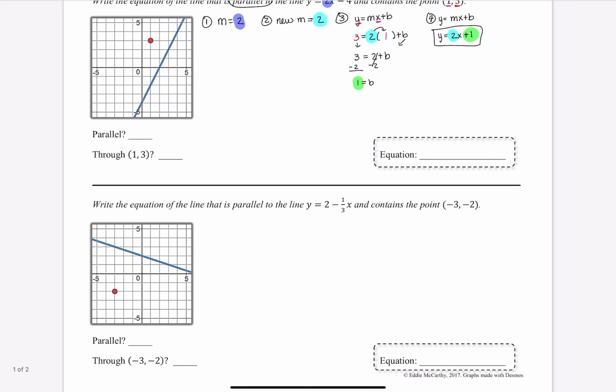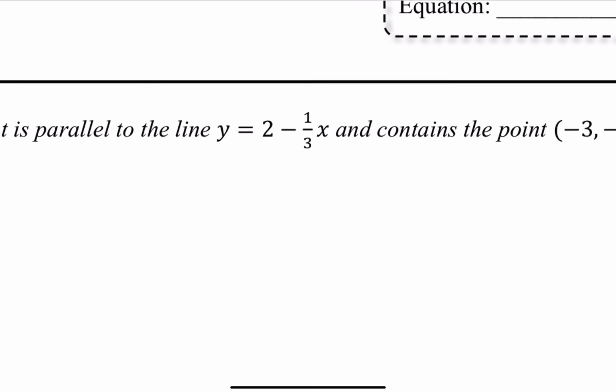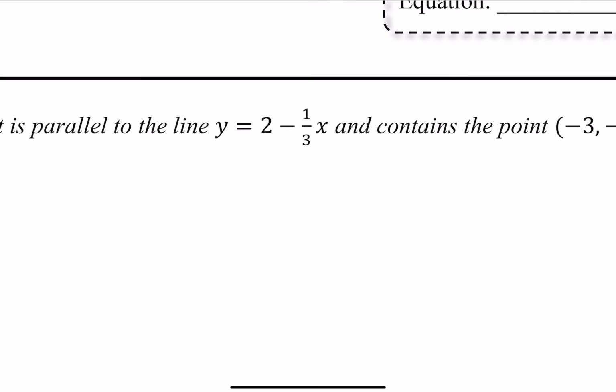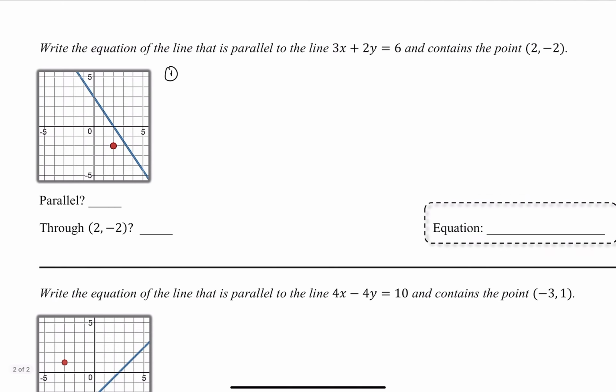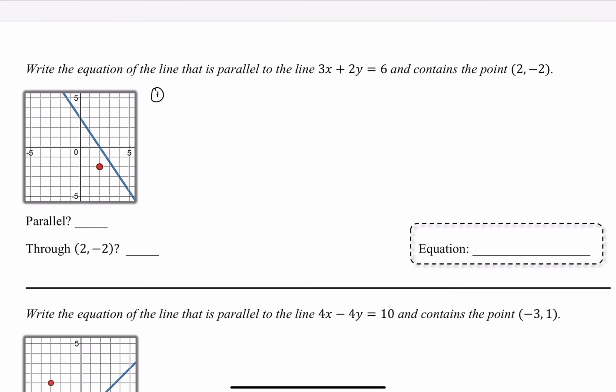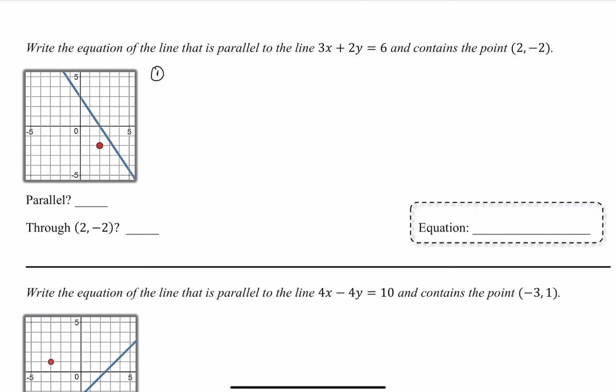And so you guys are going to do the next one on here. What I will say is please remember your slope is always in front of your x. So that would be your original slope. Now on the back, this is in standard form. It is not in slope intercept. So you have to change it to slope intercept first.